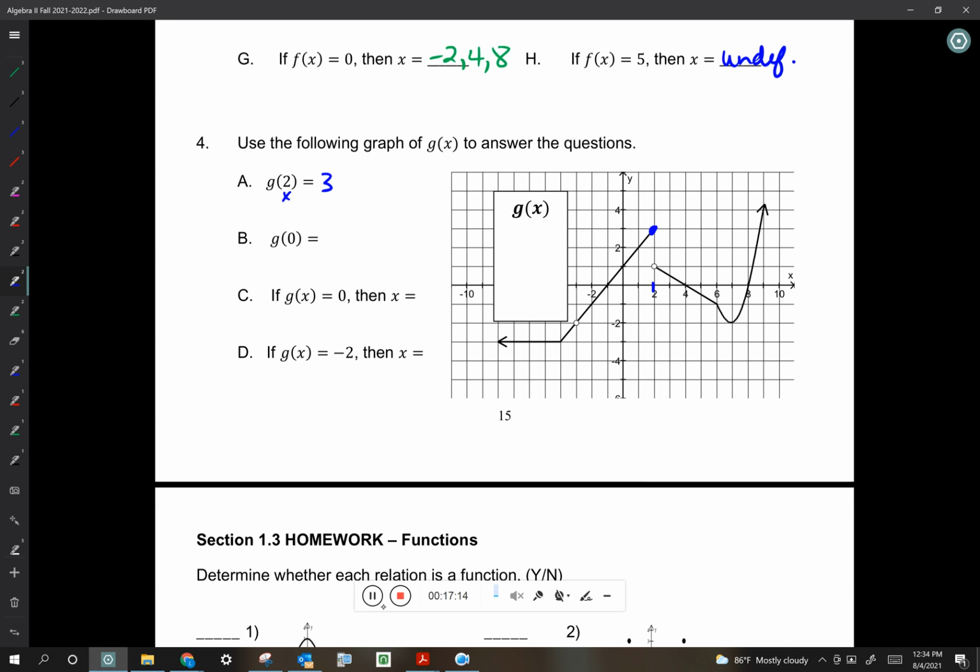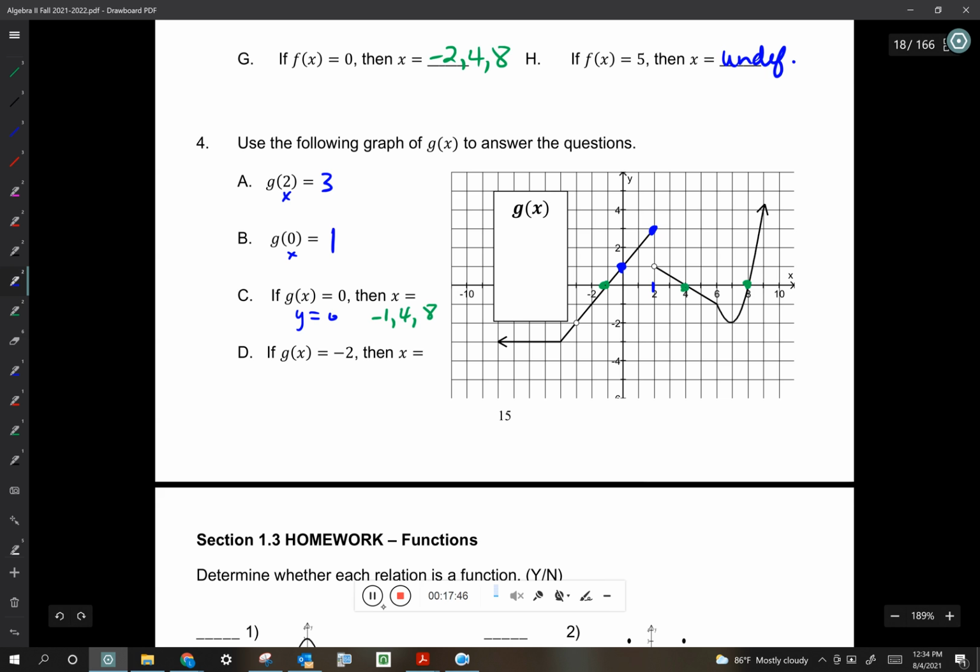Okay, g of 0, well, remember x equals 0, that's on the y-axis. So wouldn't that be 1? And then this one is saying if y equals 0, okay, y equals 0, that's the x-axis. I think, aren't there a couple of those? Here's where it hits the x-axis, here's where it hits the x-axis, here's where it hits the x-axis. So I'm thinking -1 and 4 and 8.